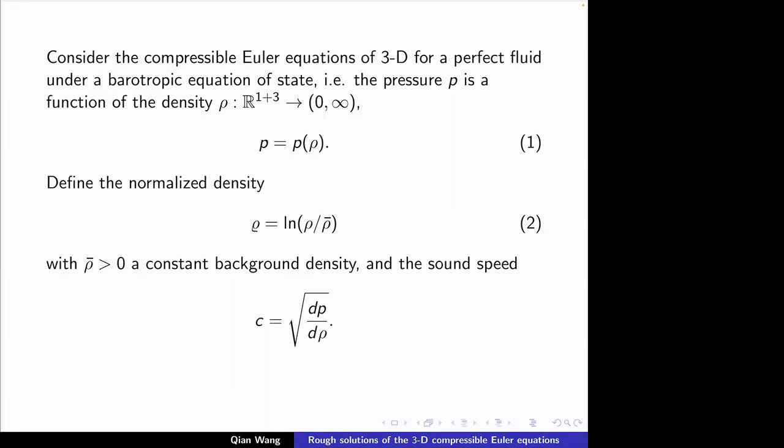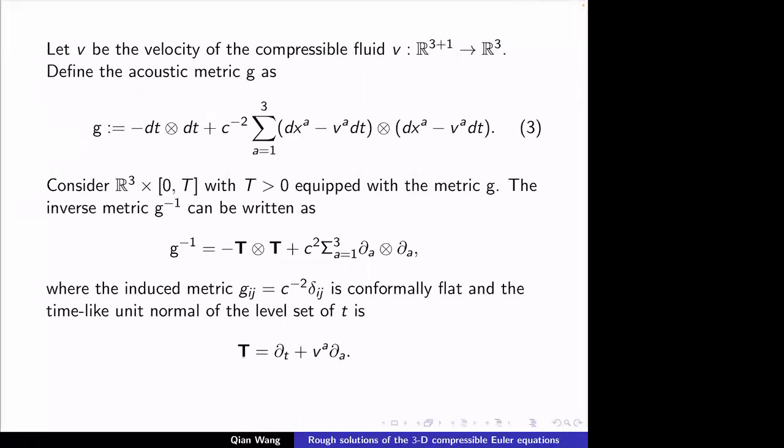With c and v, we are going to define the acoustic metric. Here v is the velocity of the compressible fluid, a 3-vector field in space-time. With them, we can write down the acoustic metric. We're going to talk about local well-posedness results, focusing on a space-time slab with lifespan up to T, where T is a small number between 0 and 1. If you compute the inverse metric, it is taken this way.